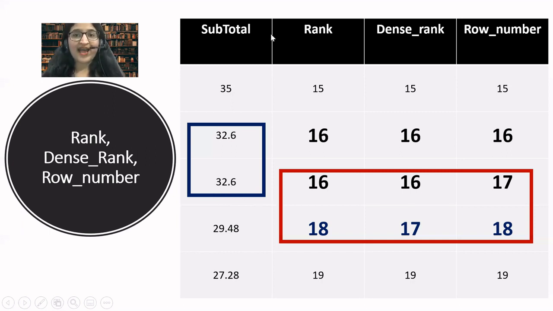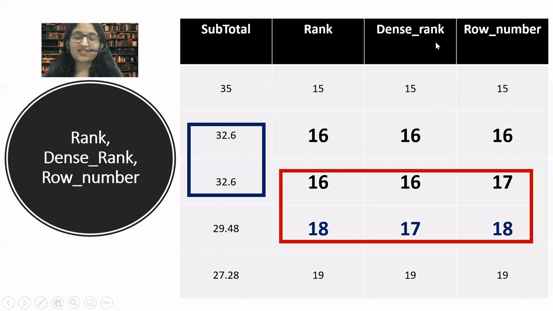Now what will happen? The rank function will skip a rank. You had 16 two times, right? Ideally there should be a 17, but since the number is the same, it was 16, 16. So rank will skip one rank. After 16, 16, it will give you 18. Let's say there were four 32.6. In that case, the rank function would have returned 16, 16, 16, 16, and it would have skipped 17, 18, 19, and it would have given you 20 here for 29.48. You understand? That is how it works.